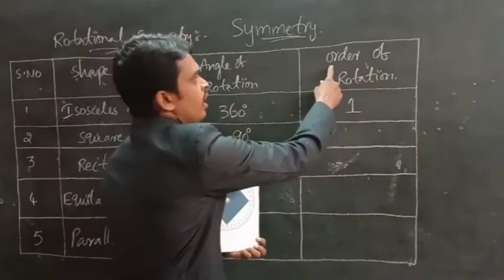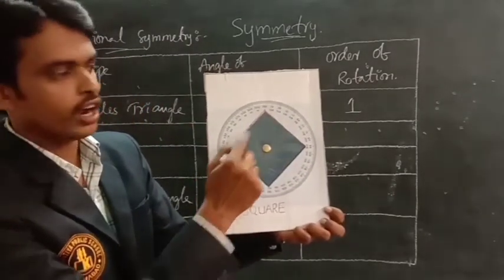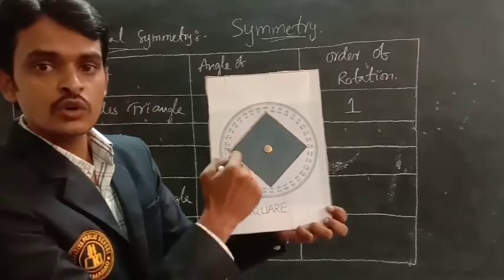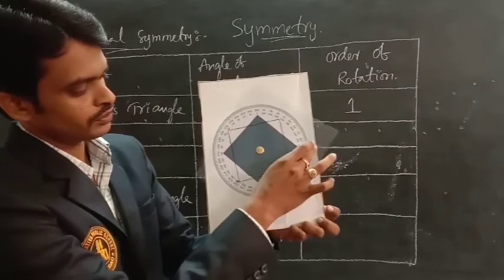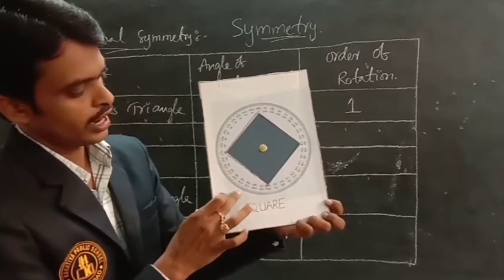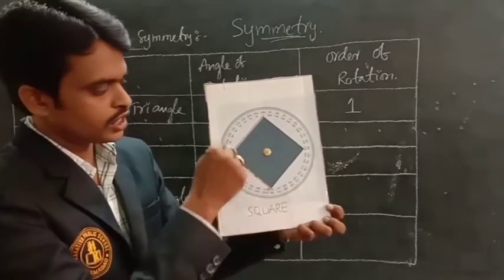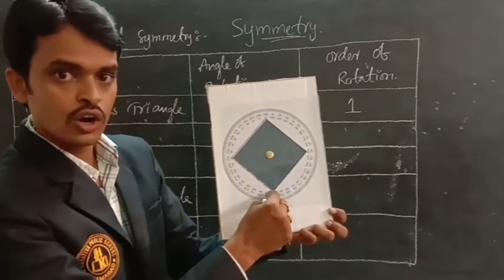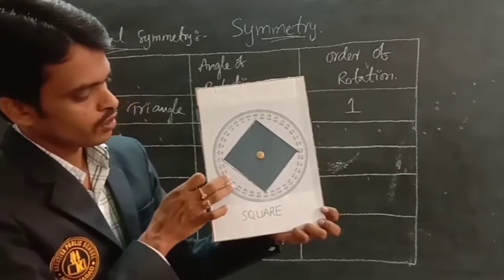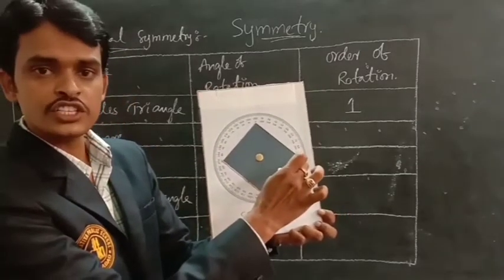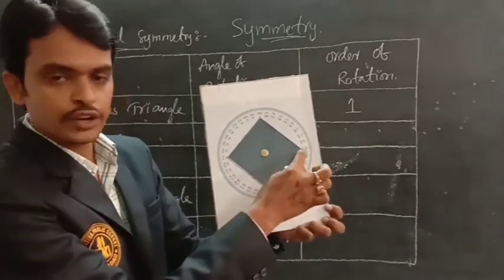Now let us find the order of rotation of the square. From 0 to 90 degrees, the square coincides with itself. On further rotation, at 180 degrees, again the square coincides with itself. This is order of rotation 1, here order of rotation 2. Again go for further rotation. At 270 degrees, again the square coincides with itself. Then the order of rotation is 3.